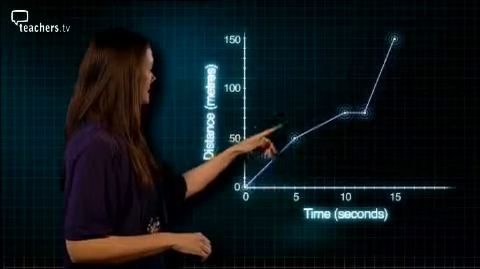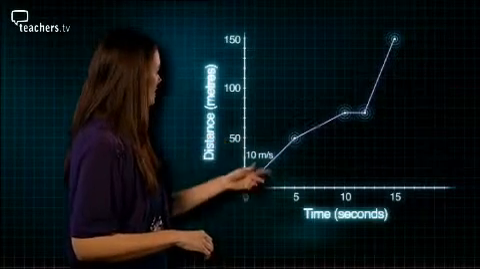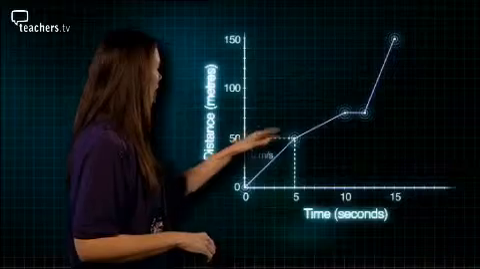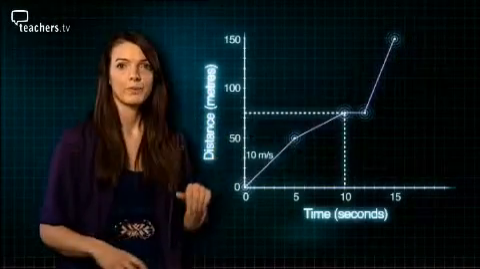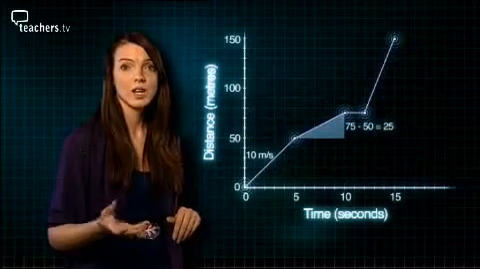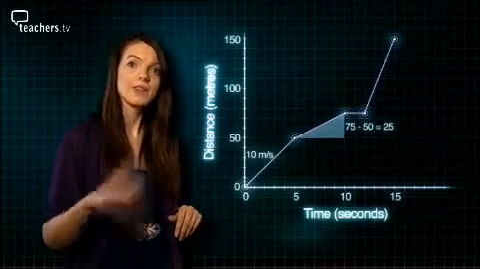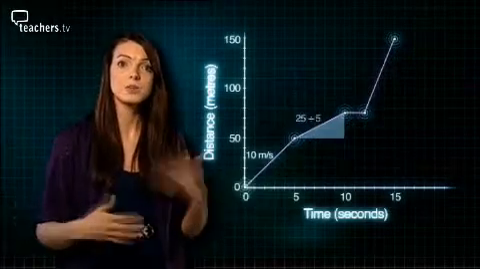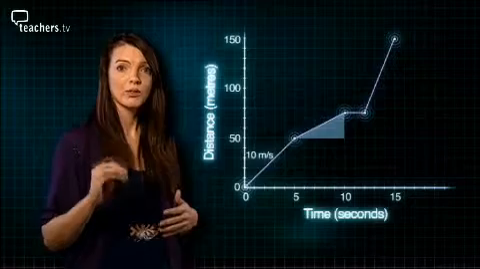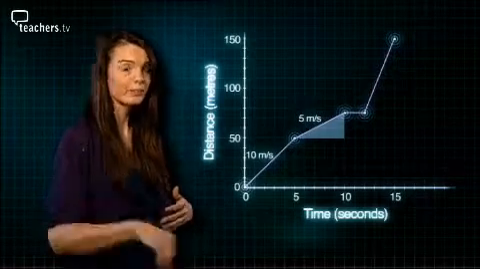Right, let's have a look at the second leg of the journey. This starts at 5, 50 and finishes at 10, 75. So the distance travelled is 25 metres, and the time taken is 5 seconds. So the speed will be 25 divided by 5, which is 5 metres per second.